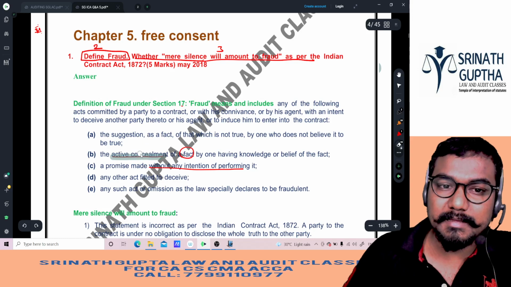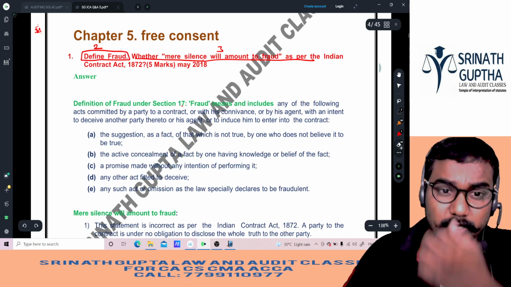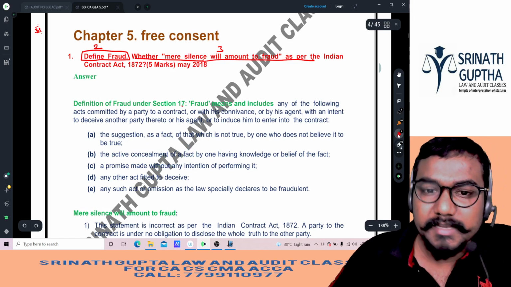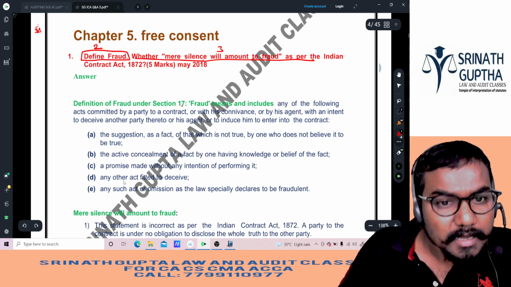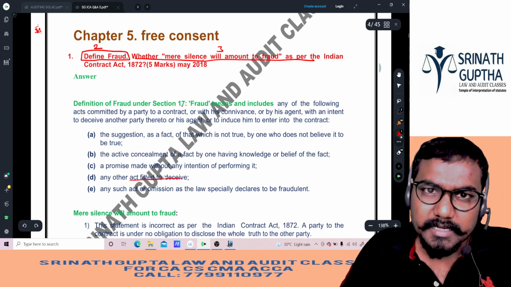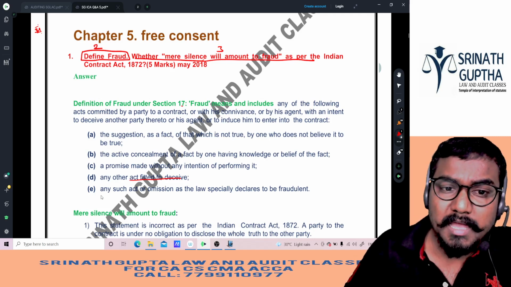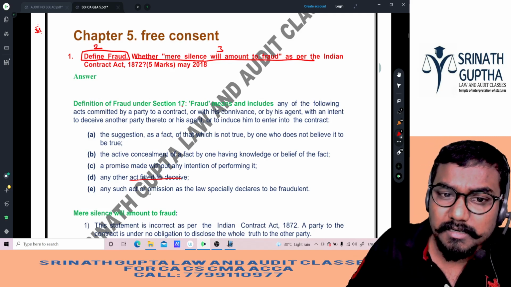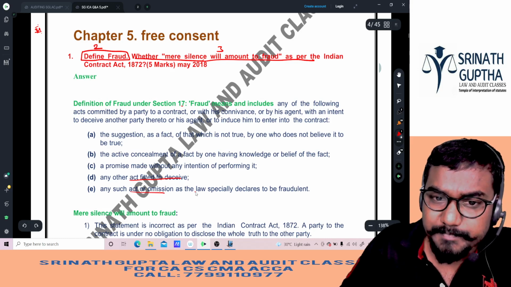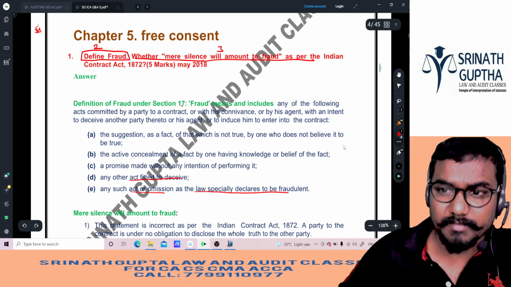Fraud. Any promise made without any intention to perform it, and any other activity fitted to deceive, or some other activities, beta, where the main intention of the activity is to deceive the other party, that amounts to fraud. Or any such activity or omission which the law specifically declares to be a fraudulent act.